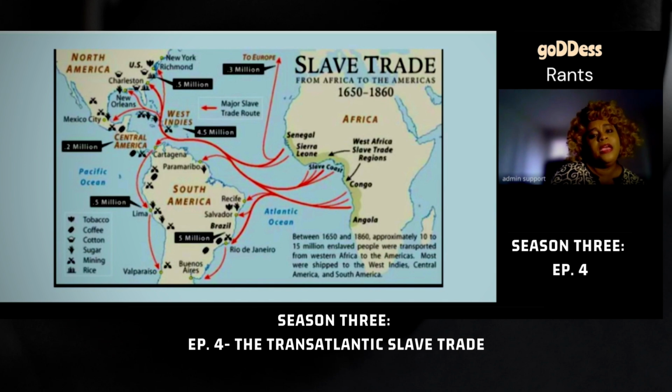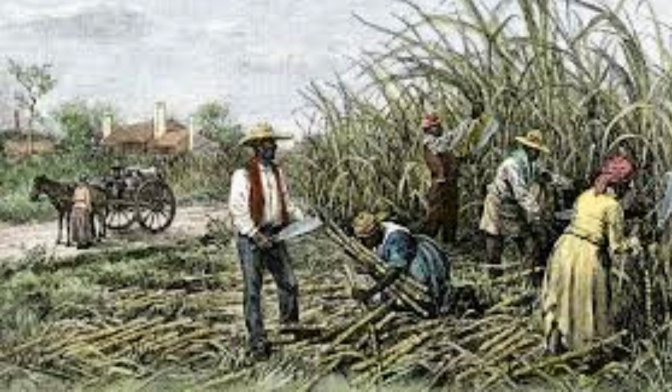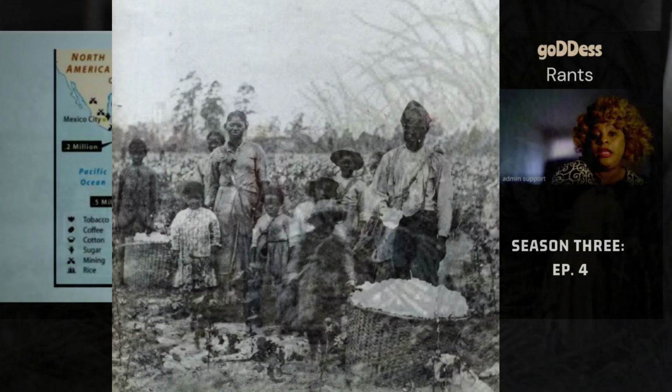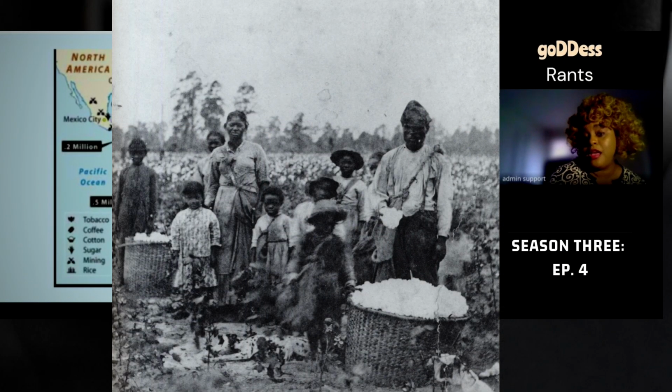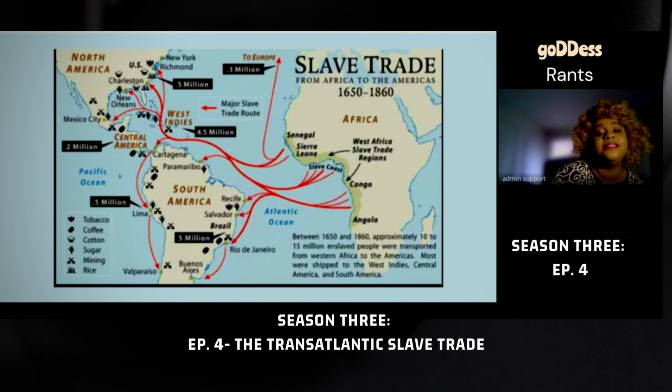For the sugar plantations, they worked in the Caribbean, in Brazil, very labor intensive, outside in the heat. Cotton plantations were in the South of America, where we know the South is. And the tobacco plantations, you had places like Virginia and Maryland. Rice plantations, you had South Carolina. I've been to South Carolina, that's a beautiful place. Georgia.